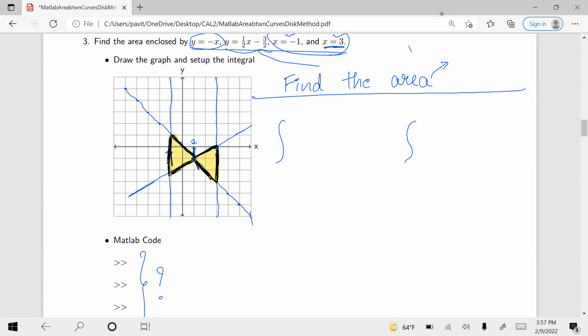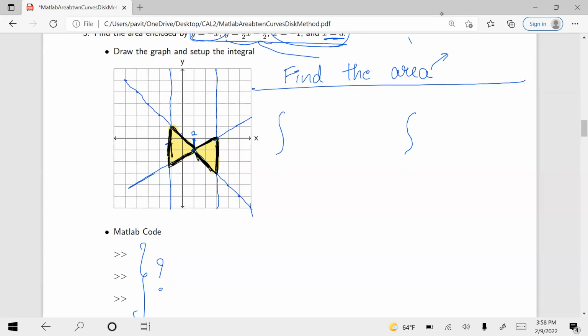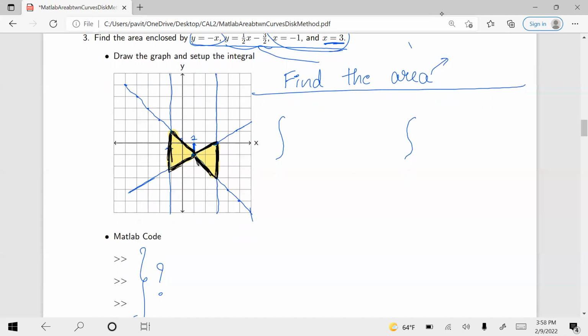Now, remember, in order to find the area, we need to have a certain shape, right? But what can we do here? We have something like an X mark, right? So we do not have any standard formula to find this. So we are going to use integration. That's fine. Now, how can we use integration here?